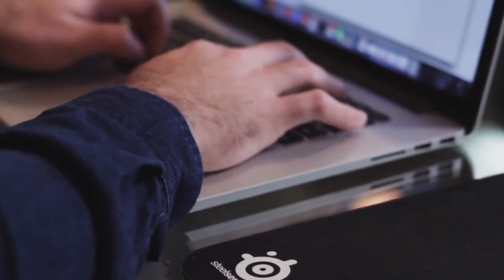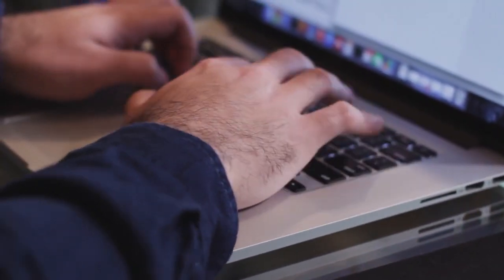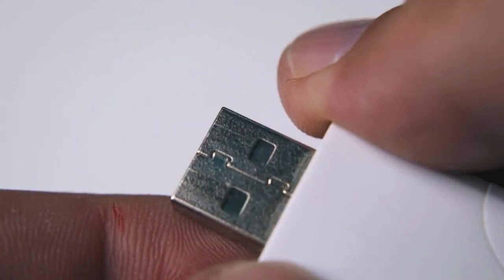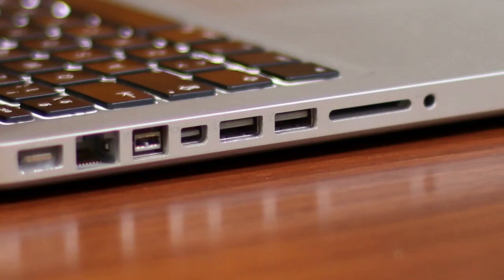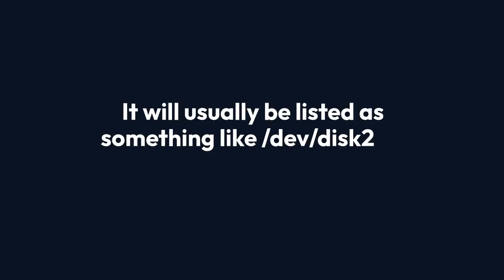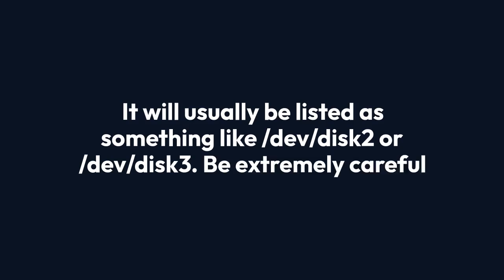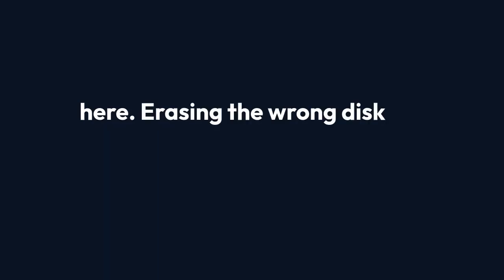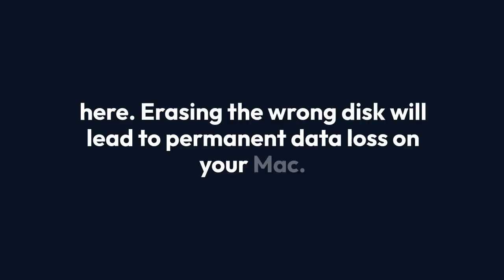Open Terminal from Applications, Utilities, Terminal. First, you need to identify your USB drive. Type diskutil list and press Enter. Carefully look through the list that appears. Find your USB drive based on its size and name. It will usually be listed as something like /dev/disk2 or /dev/disk3. Be extremely careful here. Erasing the wrong disk will lead to permanent data loss on your Mac.